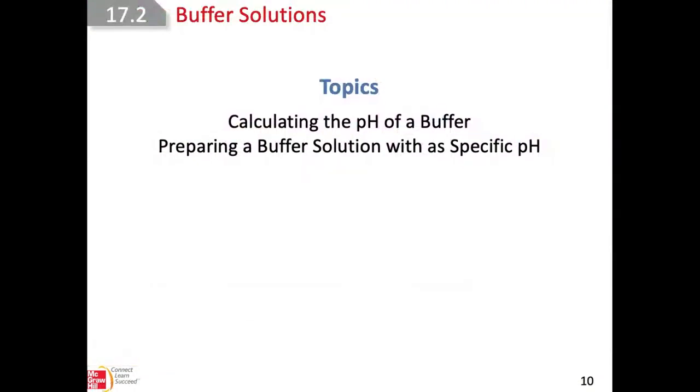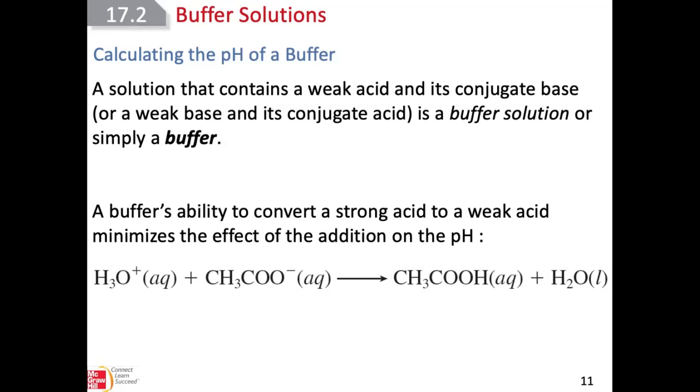So, the concept of the buffer solution. What is a buffer and how can we calculate the pH of a buffer? A buffer solution, or simply a buffer, is first of all a solution that contains a weak acid, and most acids are weak acids, and its conjugate base, or it can be a weak base and its conjugate acid. So if we have a weak acid and its conjugate base present at the same time in the solution, or a weak base and its conjugate acid present at the same time, we have a buffer solution.